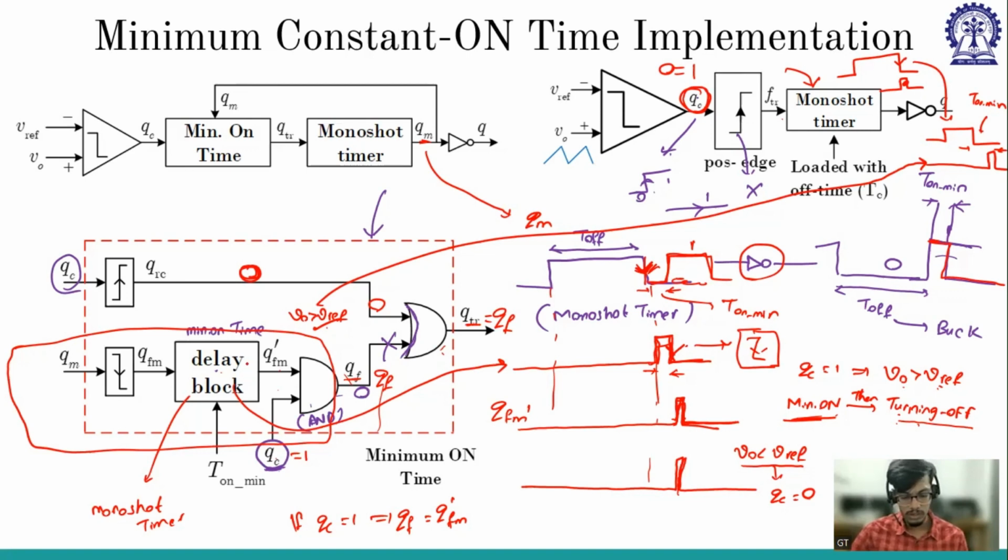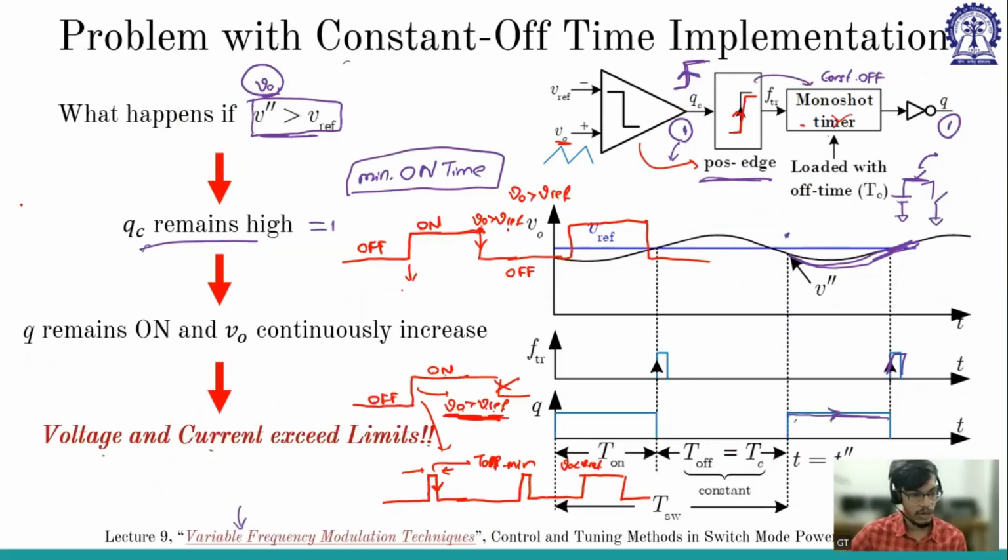Yes, sir. Okay, so the basic thing you can remember is whether V naught is greater than V reference or not. If yes, then the minimum on time circuit will work. If V naught is less than V reference, then the minimum on time circuit will not work. As the switch is turned on, V naught will increase, and at some point V naught will cross V reference and will get a positive edge.